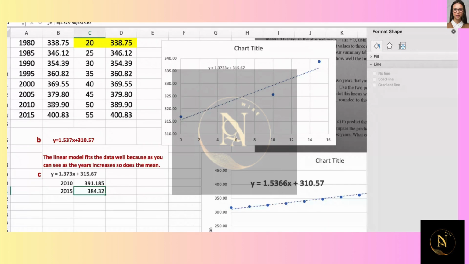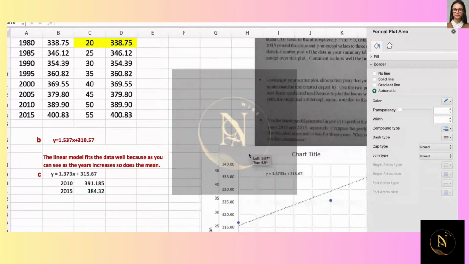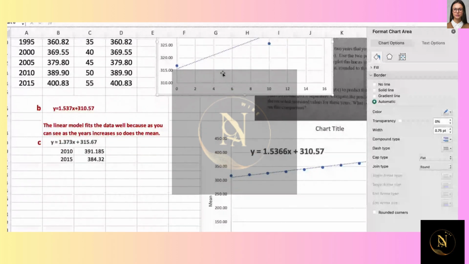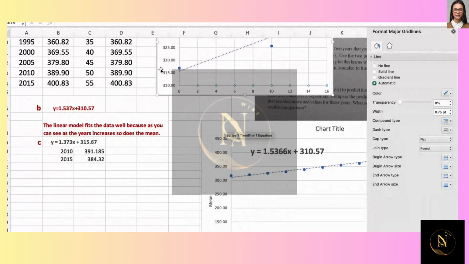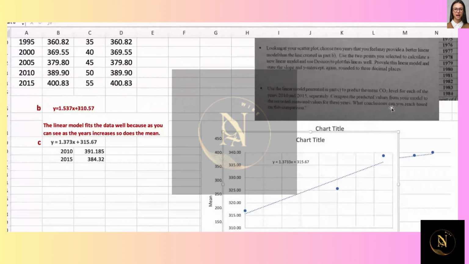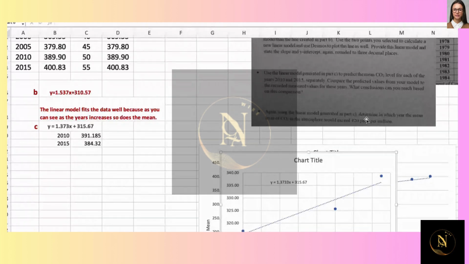So 2010, I mean, we're right around the numbers. The only one that's more off is the 2015 number. All right, so that's the chart for C. Okay, now move this away so I can answer the rest of the questions for you. All right, then for the last one, again using the linear model generated in part C, determine which year mean level of CO2 in the atmosphere exceeds 420 parts per million.